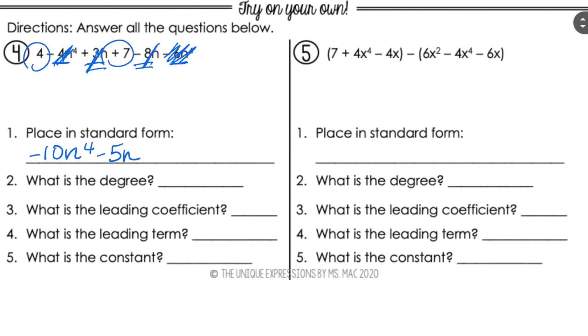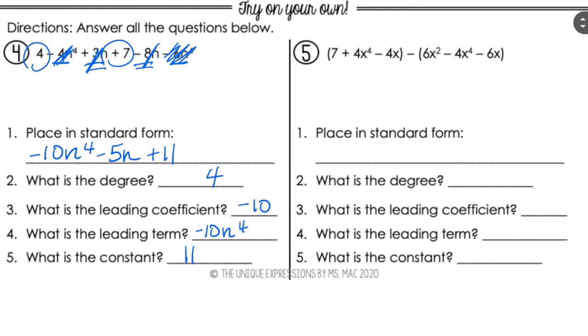And I have constants to combine. So I have 4 plus 7, which gives me 11. So let's answer the questions. What is the degree? My degree is 4. My leading coefficient is -10. My leading term is -10n to the fourth power. And my constant is 11.